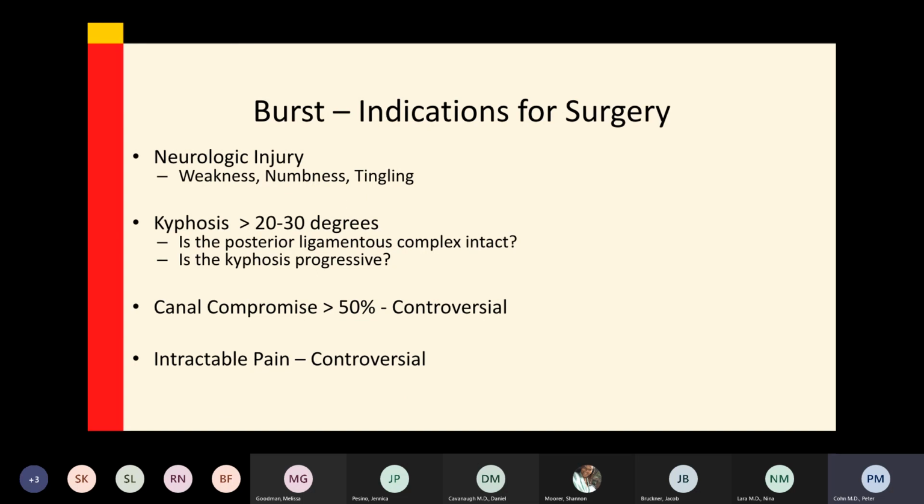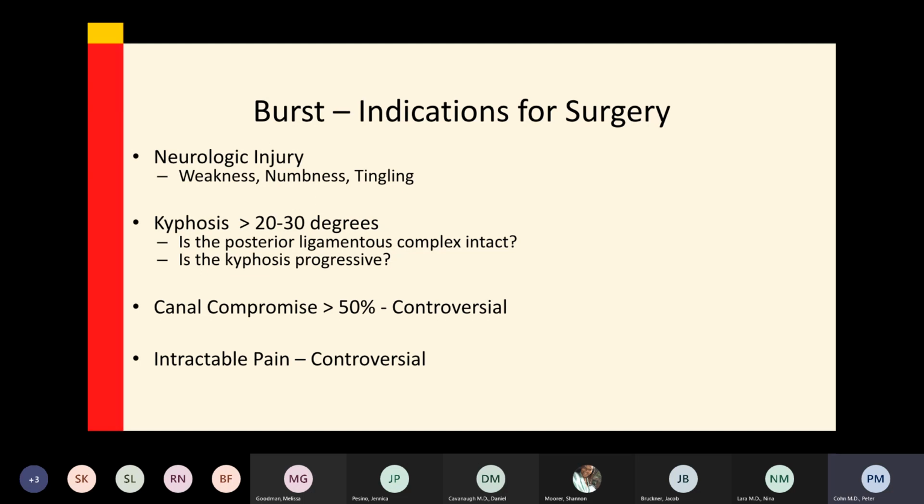But to back up a little bit, so what are the indications of surgery for burst fractures? As I mentioned, anyone with a neurologic injury, weakness, numbness, tingling, in a distribution that fits with where that burst fracture is, would be considered for a decompression and likely a fusion at the same time.